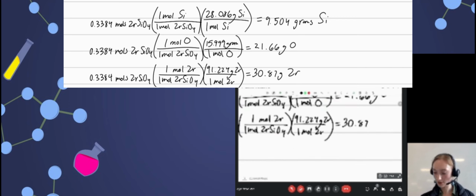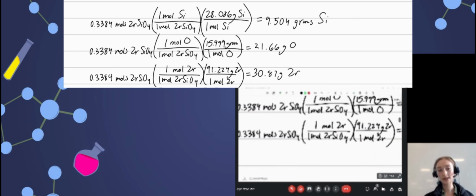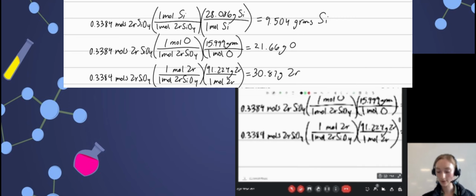30.87 grams of zircon. And again, I'm working from chapter 3 of the end of chapter questions in your OpenStax chemistry book, so if you want to look at any of these questions again to see what the question was specifically asking, just let me know. I can put down the link for the chemistry textbook in the chat. Okay, so we completed question 23. So now we're going to move on to question 38.